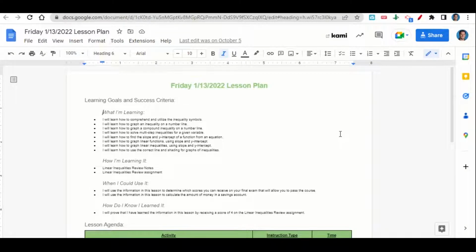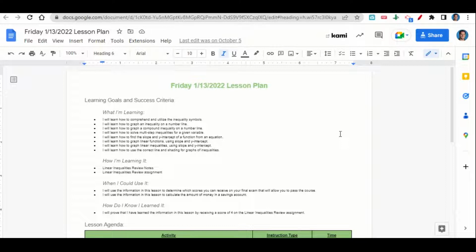Welcome, everyone. Let's begin our lesson for today by going over the learning goals and success criteria. First, what are we learning? We're learning how to comprehend and utilize the inequality symbols, how to graph an inequality on a number line, how to graph a compound inequality on a number line, how to solve multi-step inequalities for a given variable, how to find the slope and y-intercept of a function from an equation, how to graph linear functions using slope and y-intercept, how to graph linear inequalities using slope and y-intercept, and how to use the correct line and shading for graphs of inequalities. How are we learning it?